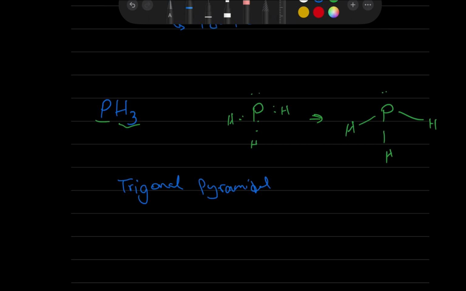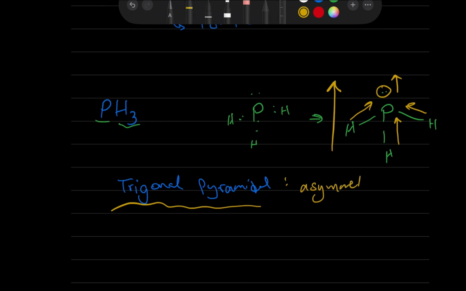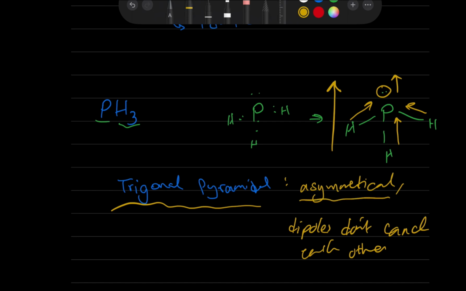And if we write the direction of the electron clouds or the dipoles, they're going this way. Since the phosphorus is more electronegative, in addition to those electrons, they're going up, and that's why the overall dipole is going to be up like this. Since we have a dipole at that point, the trigonal pyramidal is asymmetrical, and as a result, the dipoles do not cancel out each other.